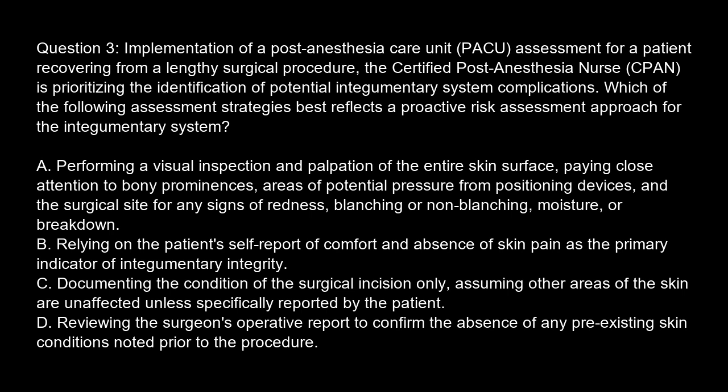Option A. Performing a visual inspection and palpation of the entire skin surface, paying close attention to bony prominences, areas of potential pressure from positioning devices, and the surgical site for any signs of redness, blanching or non-blanching, moisture, or breakdown. Option B. Relying on the patient's self-report of comfort and absence of skin pain as the primary indicator of integumentary integrity. Option C. Documenting the condition of the surgical incision only, assuming other areas of the skin are unaffected unless specifically reported by the patient. Option D. Reviewing the surgeon's operative report to confirm the absence of any pre-existing skin conditions noted prior to the procedure.